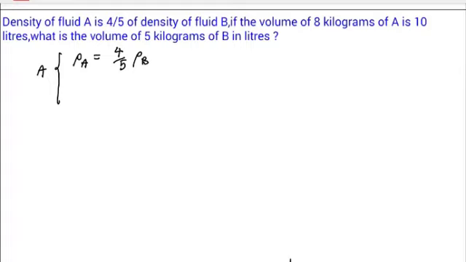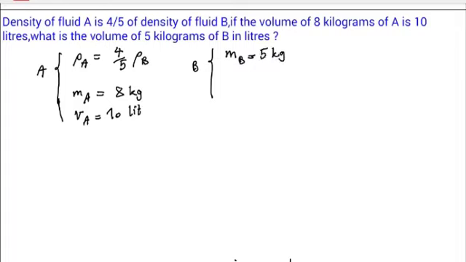If the volume of 8 kilograms of A is 10 liters, so M of A is 8 kilograms. We have its mass too. And V of A, we have its volume. V of A is 10 liters. Now we make another bracket for fluid B. What is the volume of 5 kilograms of B? So M of B is 5 kilograms. The question is asking us the volume of B. We need to find volume of B.